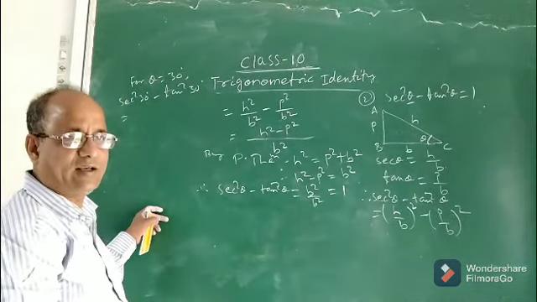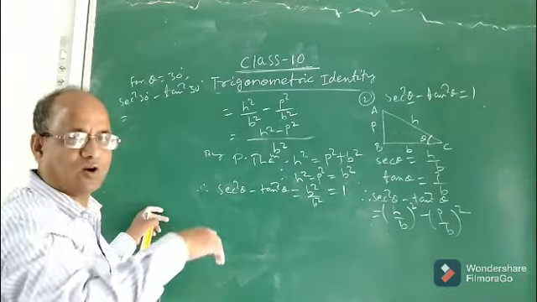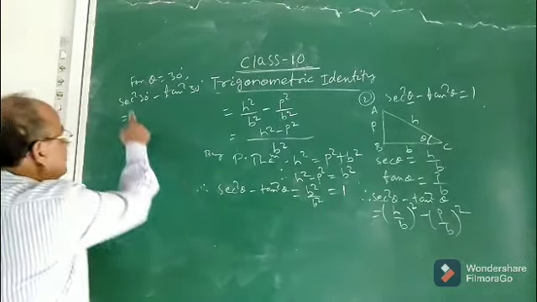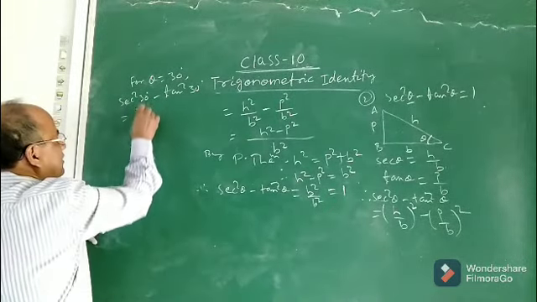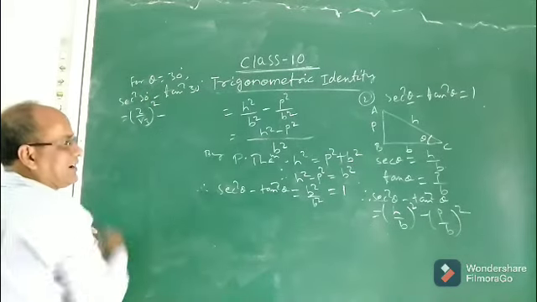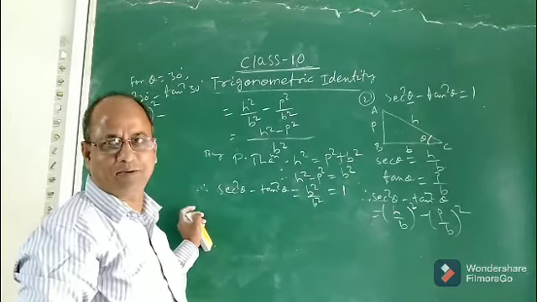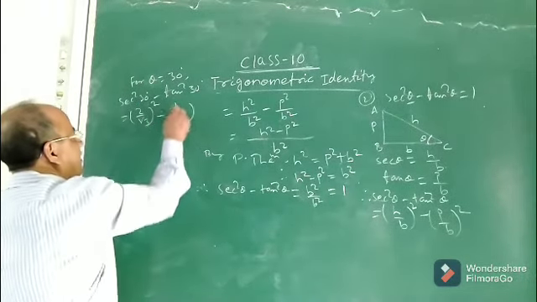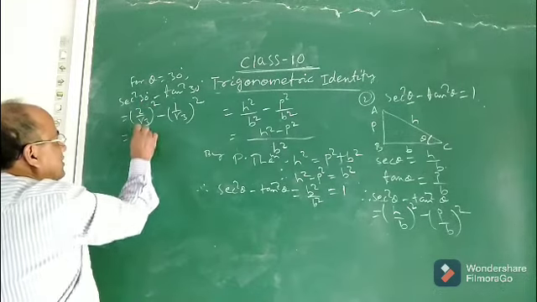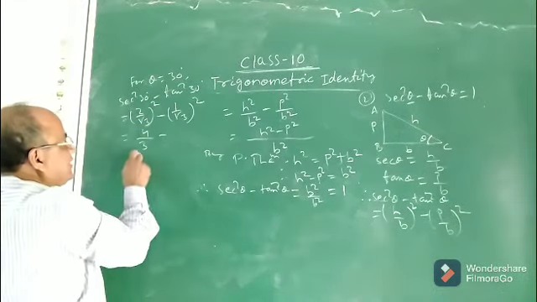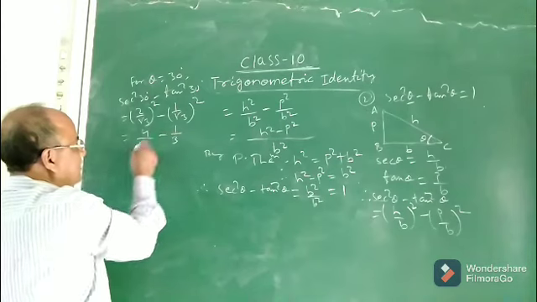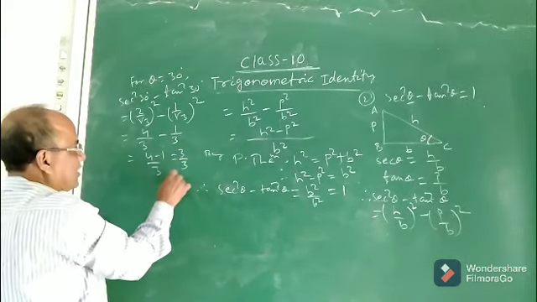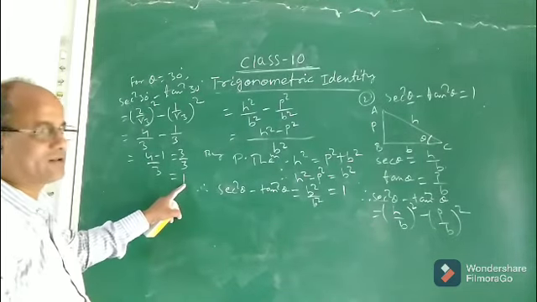Already we have discussed how to know sec 30. Cos 30 you recall. Cos 30 is root 3 by 2. So sec 30 will be 2 by root 3, so it is 2 by root 3 square. And tan 30, what is the value of tan 30? Anyone who has remembered? It is 1 by root 3. So take the square of 1 by root 3. Now see, 2 square is 4, root 3 square is 3, 1 square is 1, root 3 square is 3. So 4 by 3 minus 1 by 3 is 3 by 3, which is 1. Sec square 30 minus tan square 30 is 1.